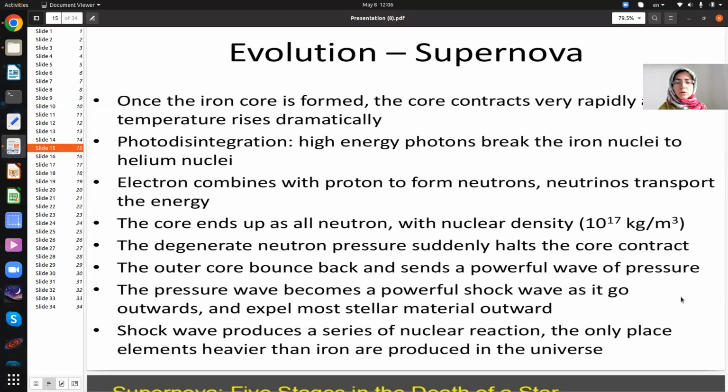The outer core bounces back and sends a powerful wave of pressure. The pressure wave becomes a powerful shock wave as it goes outwards and expels most stellar material outward. The shock wave produces a series of nuclear reactions. This is the only place where elements heavier than iron are produced in the universe.